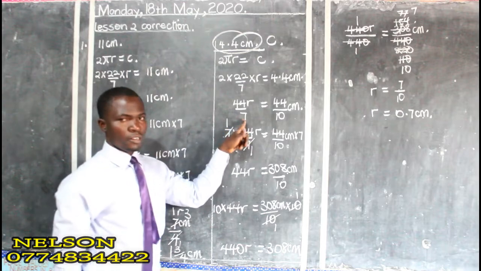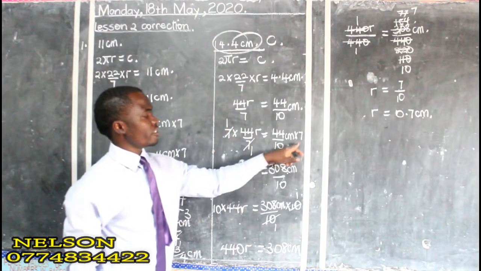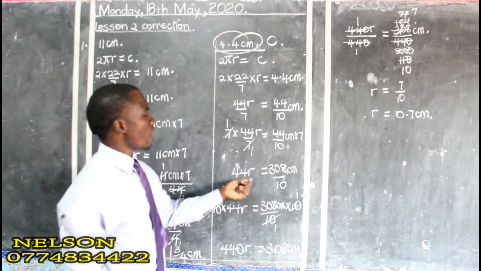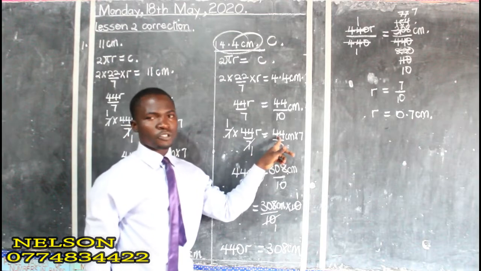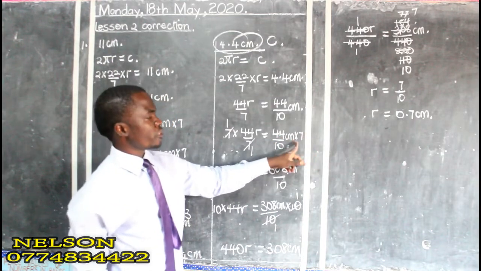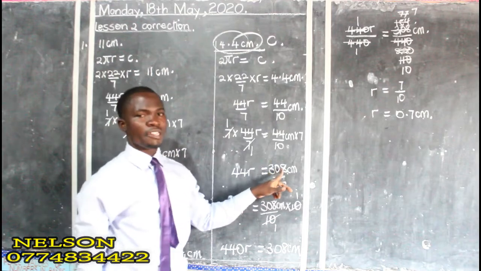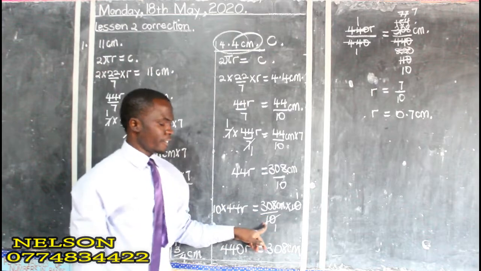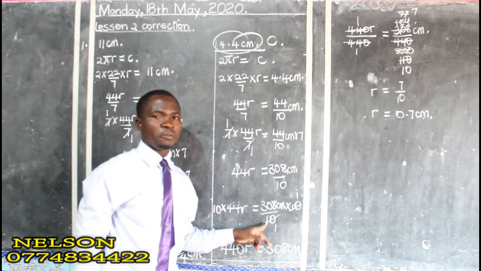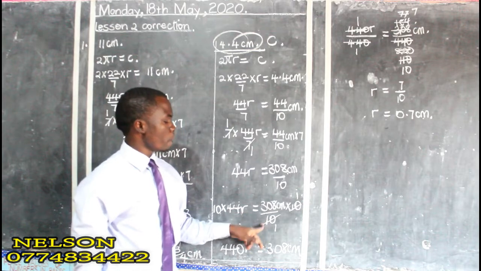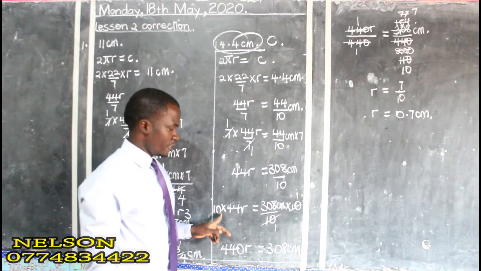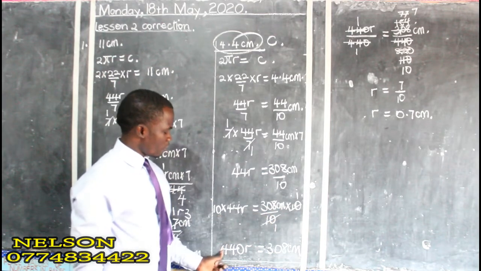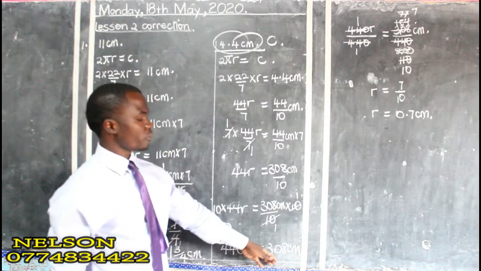To remove 7, how do you remove 7? By multiplying it on either side. So when you divide this, you get 44 r equals, I multiplied 44 times 7, I got 308 centimeters out of 10. Again, the next number to be removed was this denominator here. You are also supposed to multiply it on either side. When you divide, you will get here 1, 1, and then here you will get 440 r equals 308.